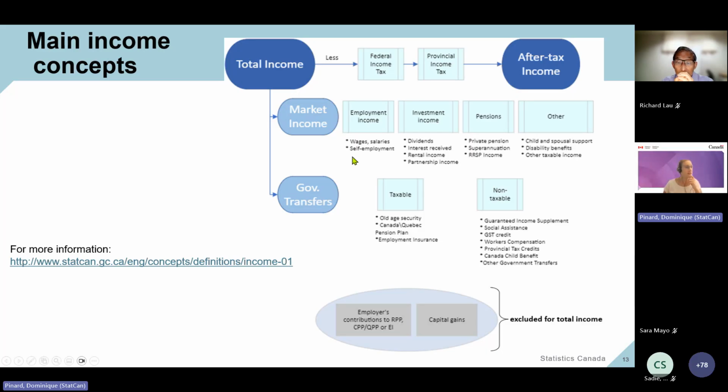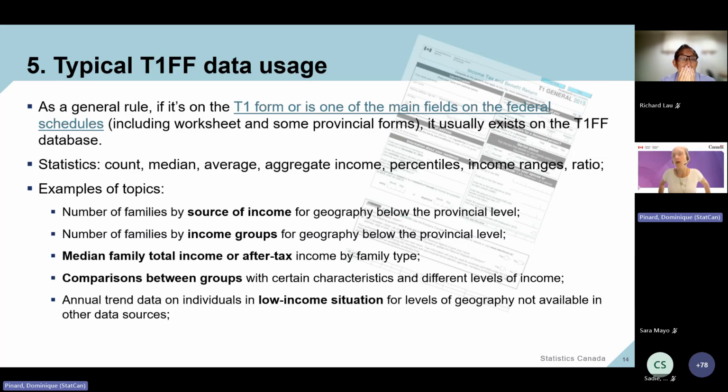So if you want more information about those standard income concepts, there's a link that you can click on when you get the deck and you can play with that. You should keep in mind that all the information that we have is collected in a context of tax requirements and to ensure that people are following tax rules.